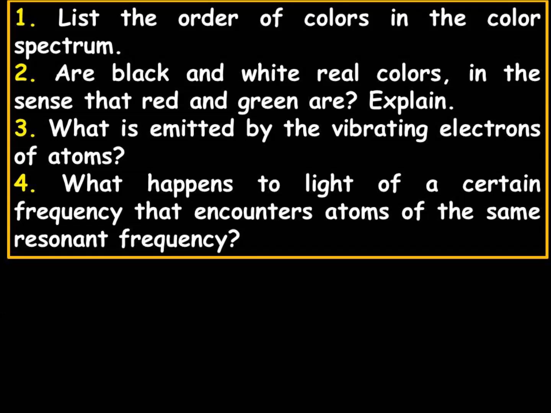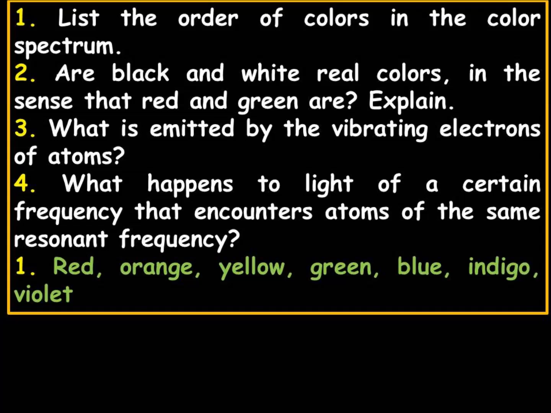List the order of colors in the color spectrum. That's going to be Roy G. Biv, and that will be because red is the longer wavelength and violet is the shorter wavelength. You're going to go from infrared to red, orange, yellow, green, blue, and violet to ultraviolet.